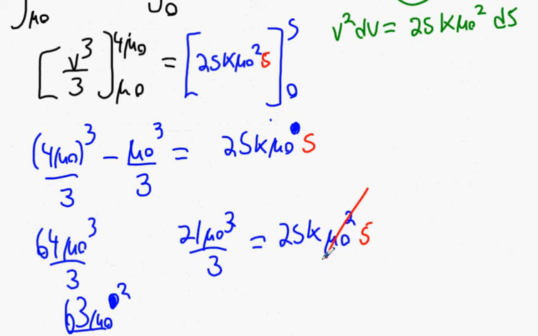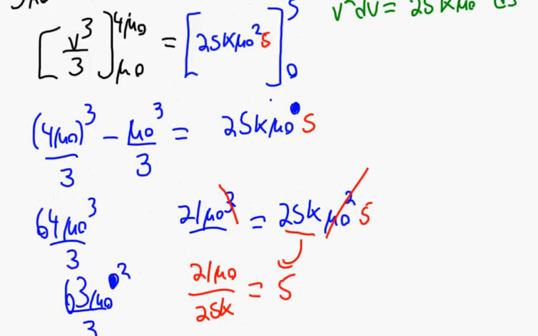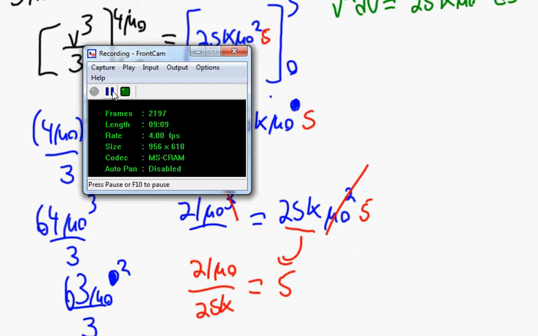Mu squared cancels with mu cubed, just leaving one mu 0 on the other side. And then the 3 is gone. Sorry, when I divided 63 by 3, the 3 on the bottom disappeared. Then bring over the 25k. So 25 mu 0 over 25k equals s. That we're asked to prove? Yeah. Okay.